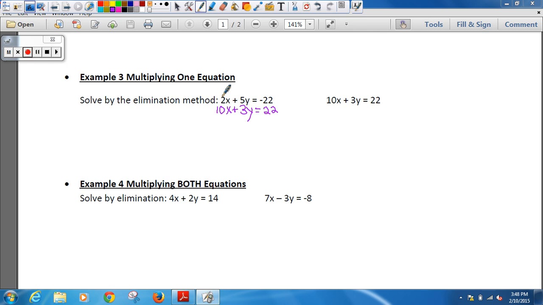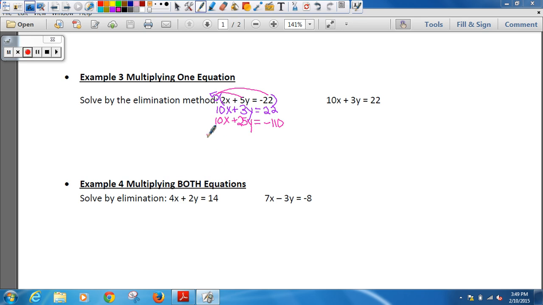But I know I could take 2 times 5 and make it a 10. So I'm going to rewrite that first equation and multiply everything in it times 5. 5 times 2x is 10x. And the reason I chose 5 is because now I have a common term of 10x. 5 times 5y is 25y, is equal to 5 times negative 22, which gives me negative 110.